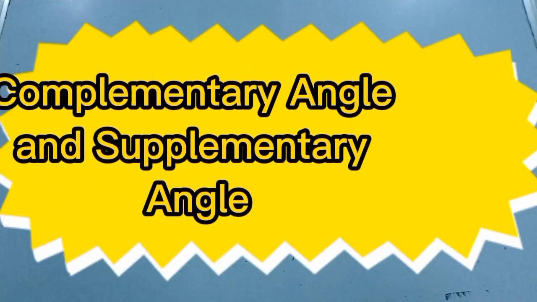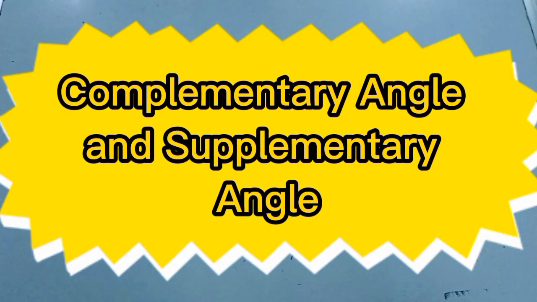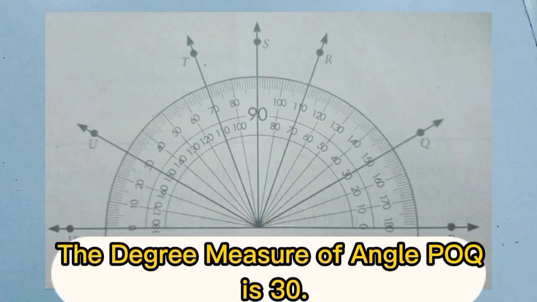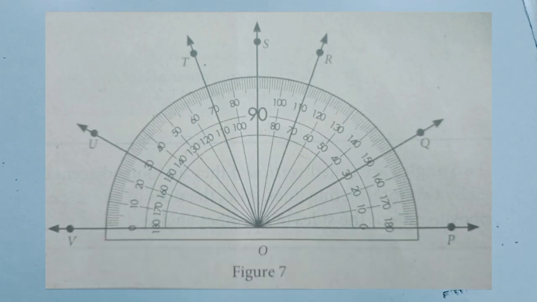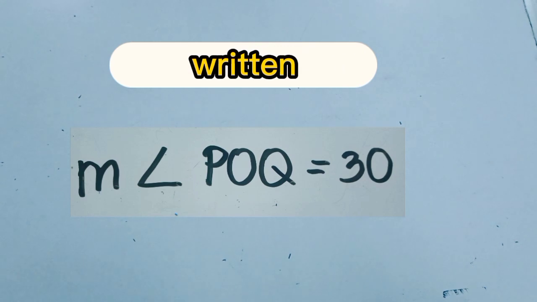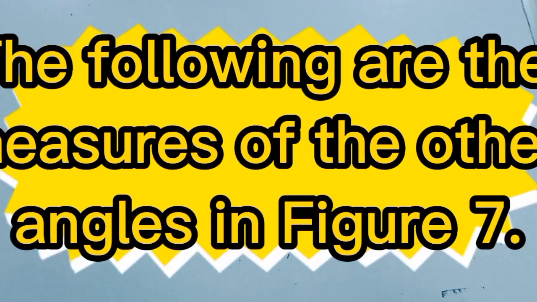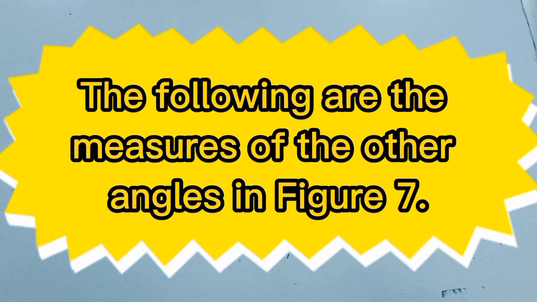Okay class, let us now have the complementary angles and supplementary angles. We can use figure 7. The degree measure of angle POQ is 30 degrees, written as m angle POQ equals 30, wherein m means the degree measure. Hence, there is no need to put the degree symbol. So here are the measures of the other angles in figure 7.